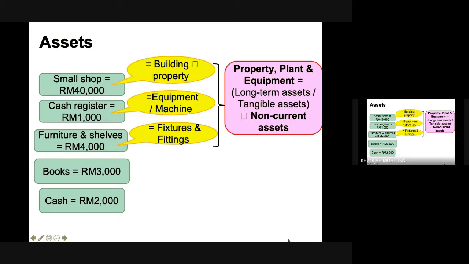If it's a shop, you can touch the shop, it's tangible. A cash register, you can touch it, and even the furniture and fittings. That's why it's called tangible asset. Later we are going to introduce intangible asset. It's an asset, but you cannot touch. That one is later. We also call this PPE a non-current asset. Previously we called it a fixed asset, but now they use NCA, non-current asset. Under PPE we have building, equipment, and furniture and fittings.